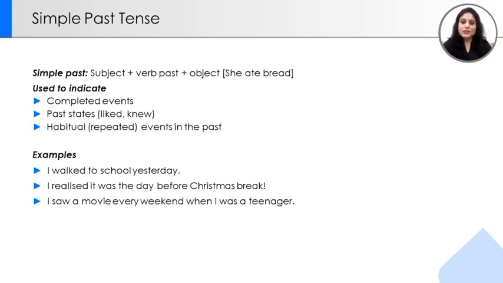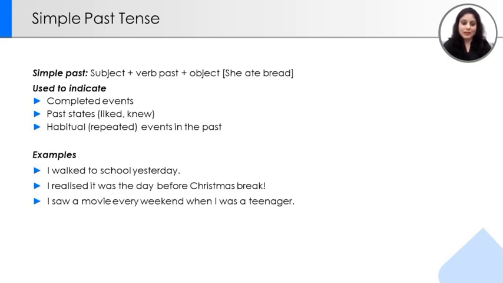The past tense also denotes habitual or repeated actions that have happened in the past. You can see the usage of the simple past tense is almost the same as the simple present tense, only the time zone is different. Let us make this usage a little more clear by seeing the examples. I walked to school yesterday. I went to see my sister yesterday. Very simple examples of an action that happened in the past, and this action is a completed action, as you can see.